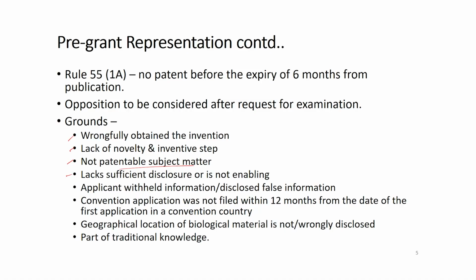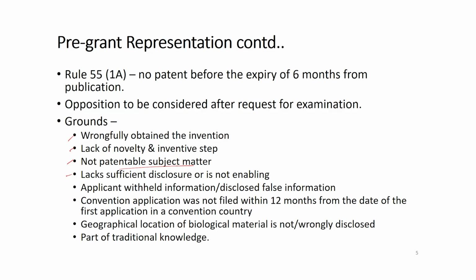Next, applicant withheld information or applicant disclosed false information. If you recall, in the last lecture I talked about section 8 where you have given undertaking that you will keep the controller informed about any foreign application in relation to same or substantially same invention, and if you do not disclose the information or if you give false information, it becomes a ground for opposition. Next, if you have filed the convention application in India after 12 months from the date when you first filed it in that convention country, then in that case it is a ground for opposition of patent.